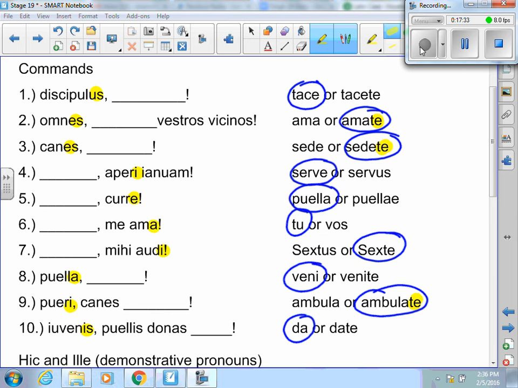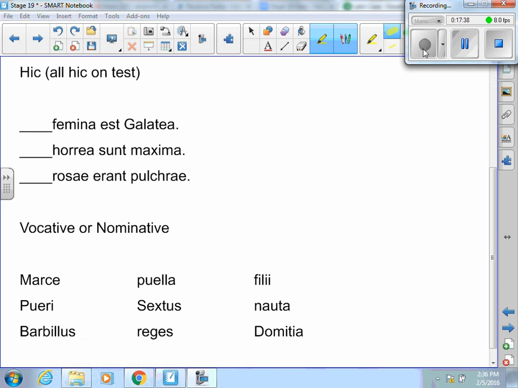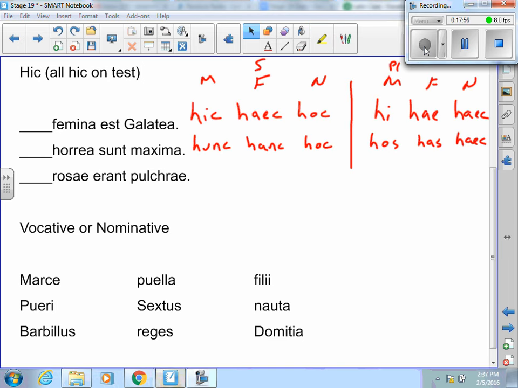Here I left you a blank, and I want you to choose which hic form to use. All of them are hic on the test. I think there's maybe 2 that are illa, but all of them are hic on the test. That's the focus. So looking at these 3 with the blanks, choose which hic word you would use in that sentence. Here I gave you a short chart to use for the nominative and accusative forms of hic. Those are the ones you're mostly going to use. Doesn't have to be, but mostly you're going to use those.